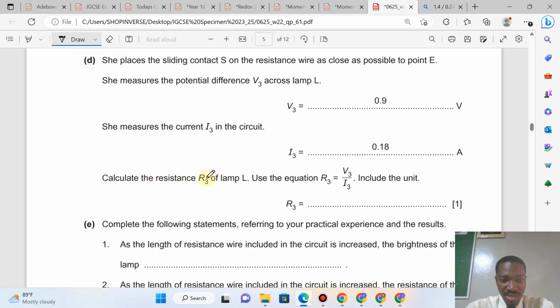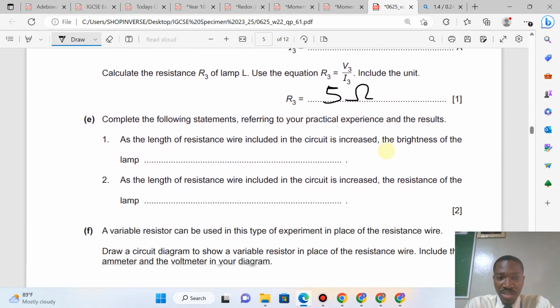Now, calculate the resistance R3 of the lamp. Use the equation R3 equals V3 over I3. Include the SI unit. So what's our V3? 0.9. What's our I3? 0.18. So now you divide 0.9 by 0.18. 0.9 divided by 0.18, that gives us 5. Yeah, so our resistance is 5 ohms. Good. Easy, right? Of course it is easy.